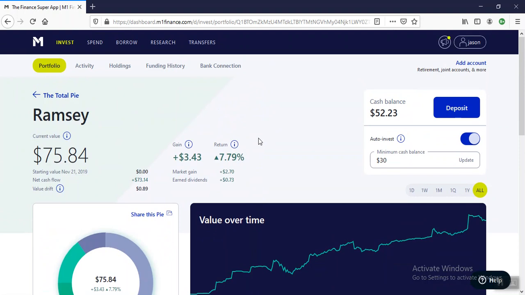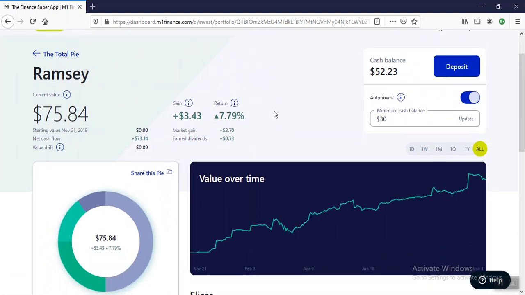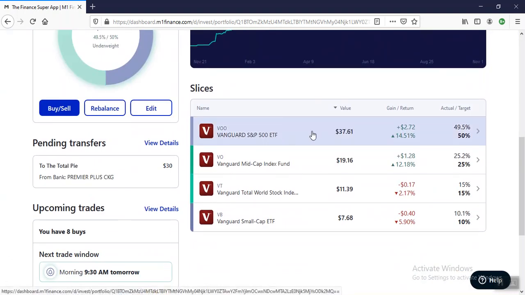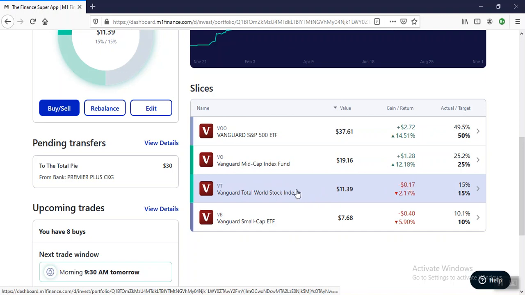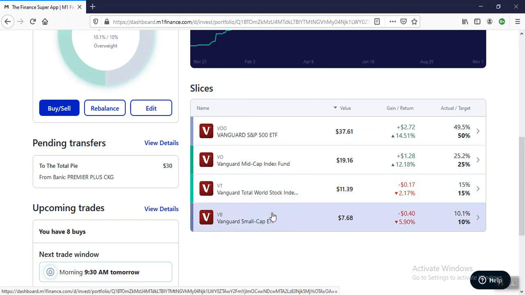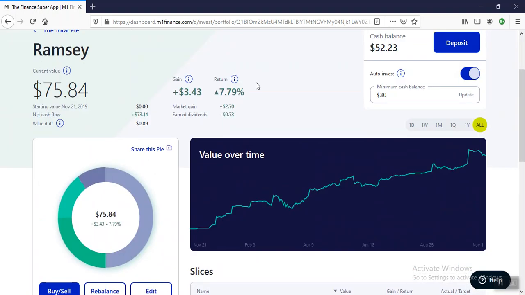This is the Dave Ramsey approach. So returned 7.79%. It's 50% in the total stock market, or total, the S&P 500, Vanguard mid cap, Vanguard total stock market, and a little bit of small cap exposure.